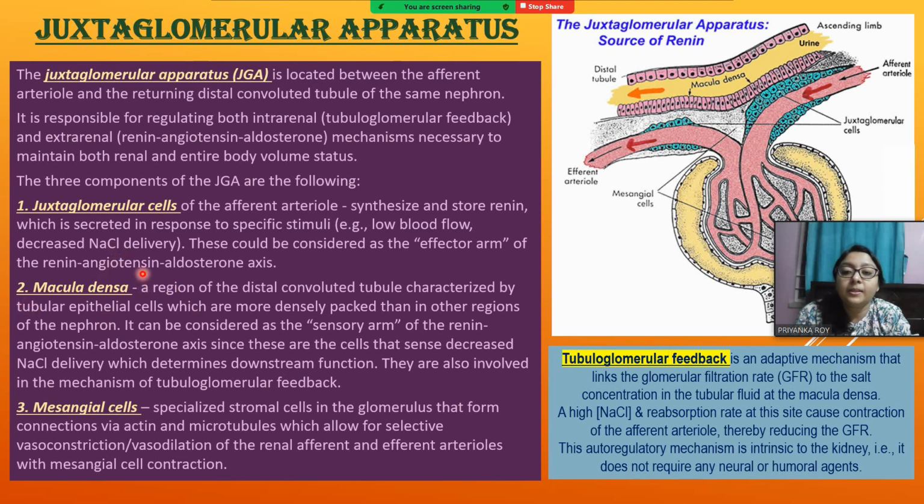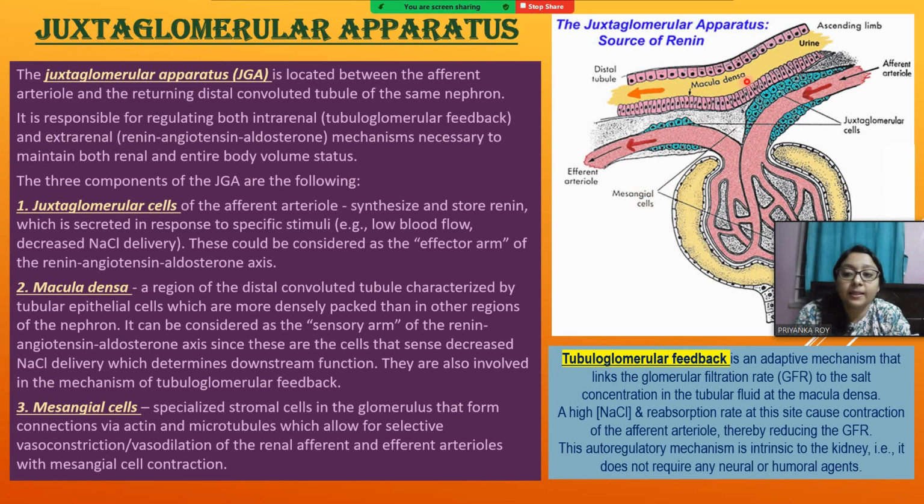So the JGA, the juxtaglomerular cells, are secreting renin. The macula densa is a region of the DCT where the epithelial cells are more closely packed than in other regions, as you can see over here. This is the sensory arm of the renin-angiotensin-aldosterone axis. They sense the decreased sodium chloride delivery, which determines downstream function. They are also involved in the mechanism of tubuloglomerular feedback, like I have already said.